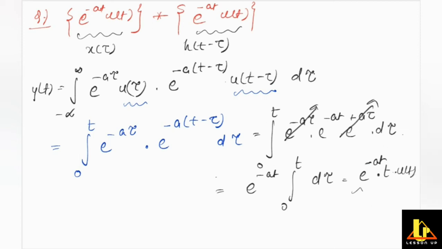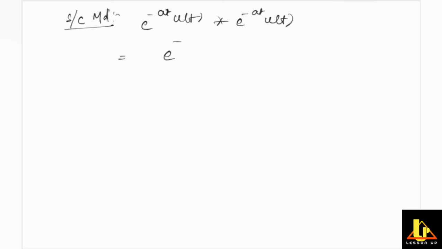Now we got this equation, and if we do it with the shortcut method, that is e to power minus at u of t convolution e to power minus at u of t, you will get e to power minus at u of t convolution u of t, you will get e to power minus at r of t, that is t into u of t.